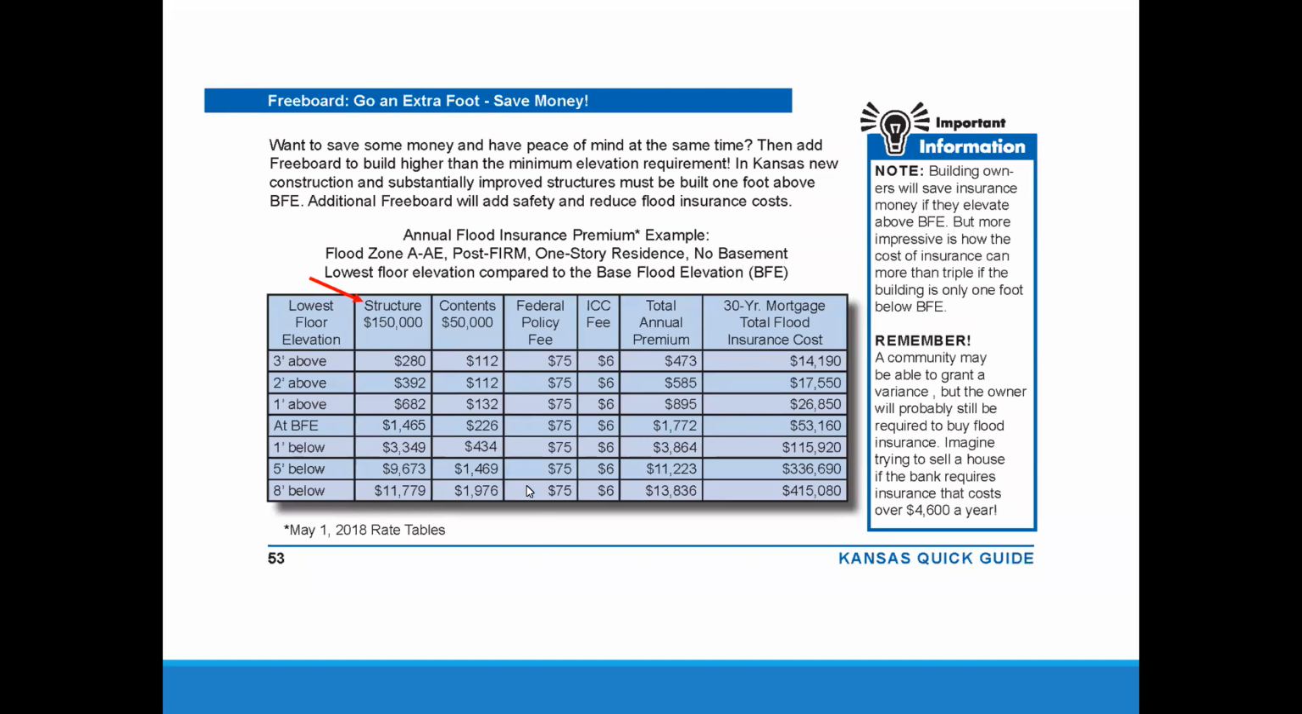It's actually going to be more than that because we have new rate tables since 2018. Insurance has been going up on average about 10% per year since then. So insurance can be very expensive if you don't follow the rules.